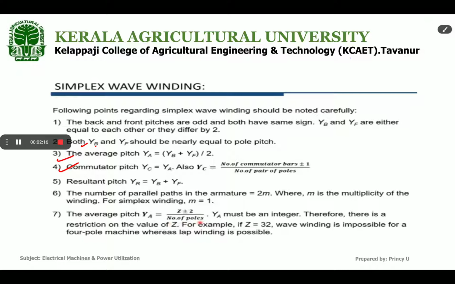Okay, then these are the rules. And the resultant pitch is YB plus YF, we have already seen what is the resultant pitch in a wave winding. And here the number of parallel paths in the armature is 2m. Okay, number of parallel paths.